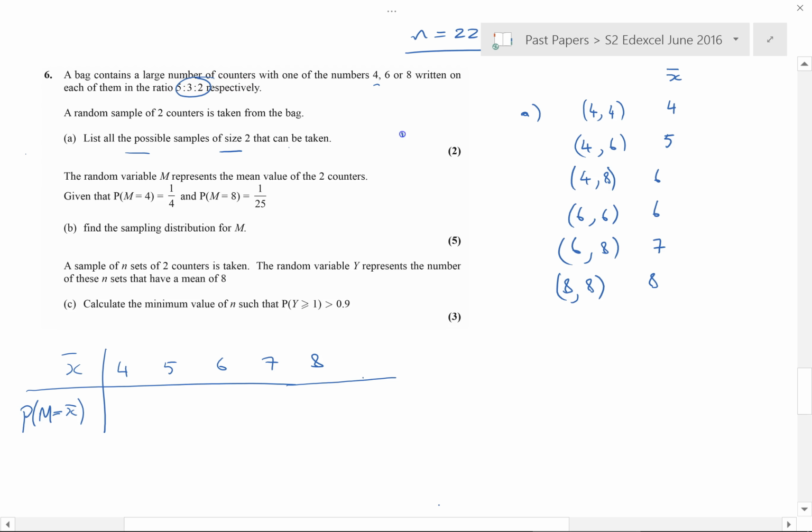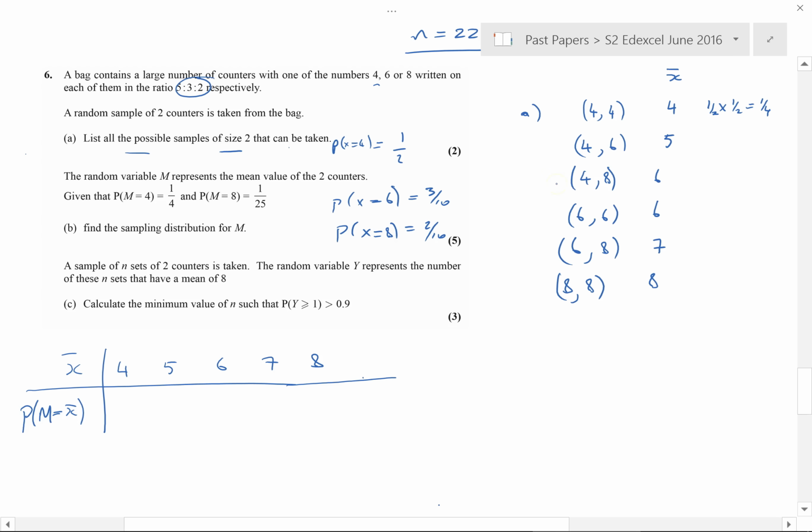we've got the probabilities of getting a 4 is equal to a half, because that's 5 out of 10. The probability of getting, in a sample of 1, a 6 is 3 out of 10, and of getting an 8 is 2 out of 10. So the probability of getting a mean of 4 is only if we've got two 4s, and that will be a half times a half, which is a quarter.